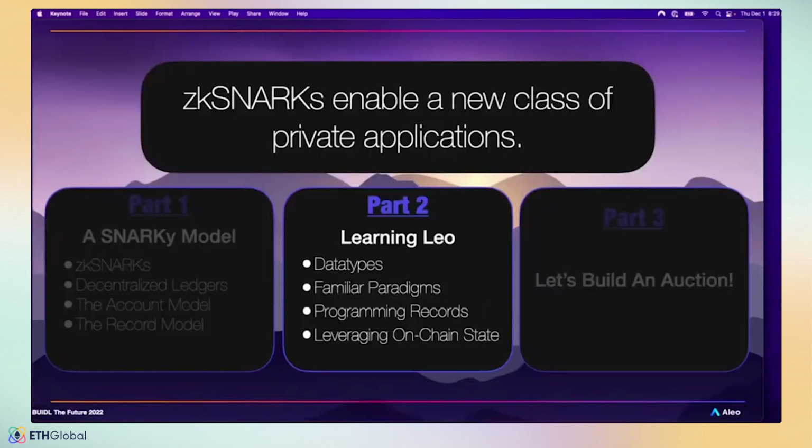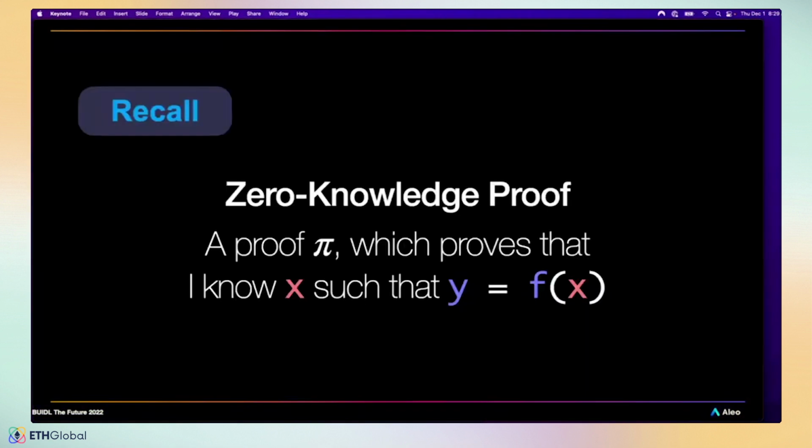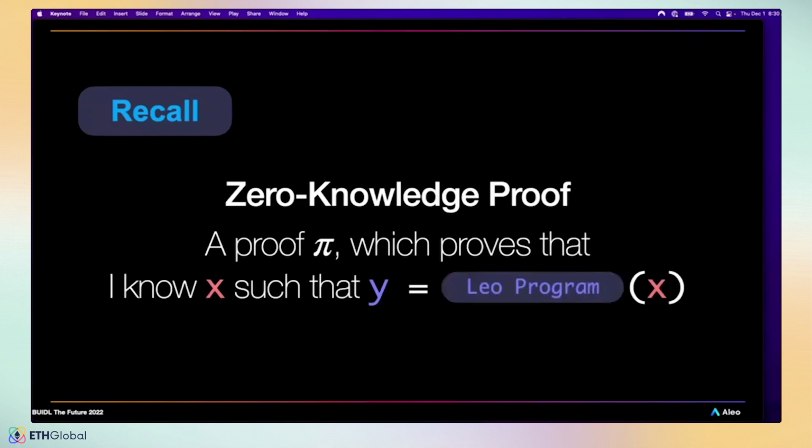So with that, now that we have an intuition for the record model, let's take a look at Leo and see how we can use it to develop private applications. So first, let's recall our original definition of a ZK SNARK, or let's say a zero-knowledge proof. It's a proof pi that attests that I know X such that Y is equal to F of X. Now, one question when you're actually using SNARKs is, how do you encode F? How do you specify the program predicate? And this is where the Leo language comes in.